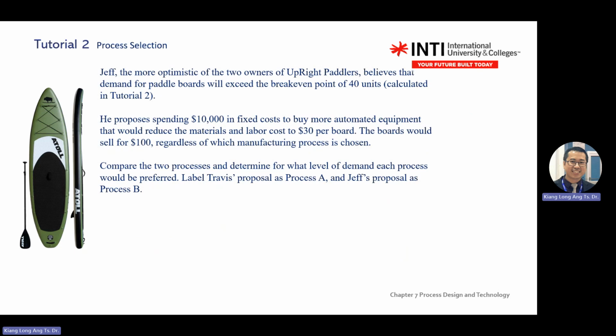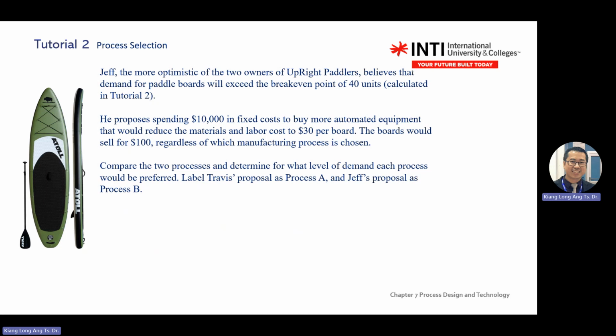However, this good friend Jeff here, another director, another shareholder, says this one is more optimistic. Jeff believes that demand will exceed the break-even point of 40 units. Jeff is very optimistic. He says we can sell more than 40. He proposes spending 10,000 in fixed costs to buy an automated machine, meaning robots and all these things, to reduce the material and labor cost to 30 per board.